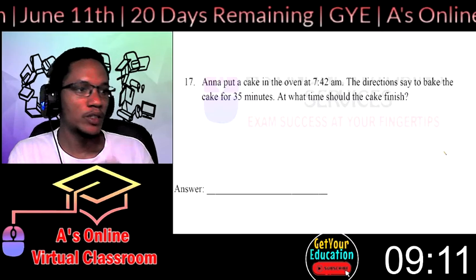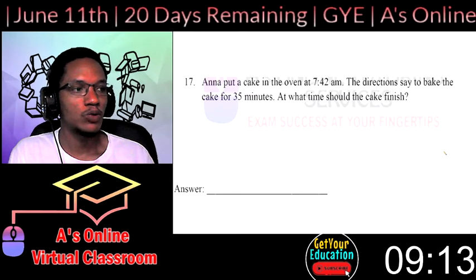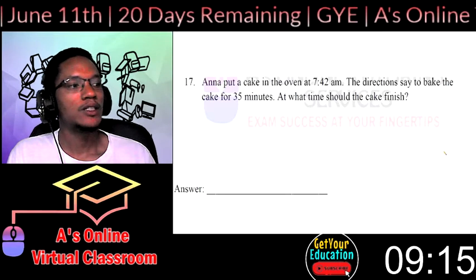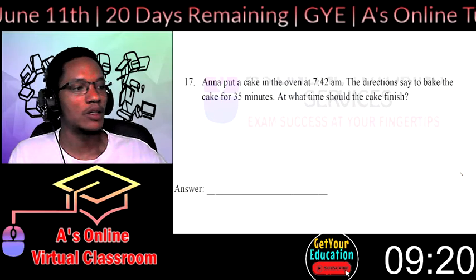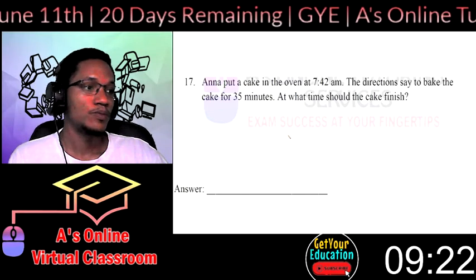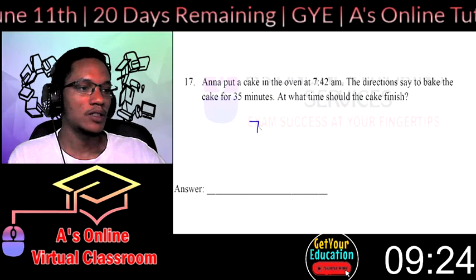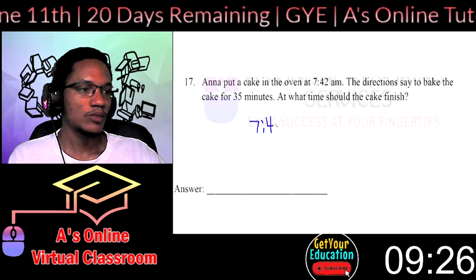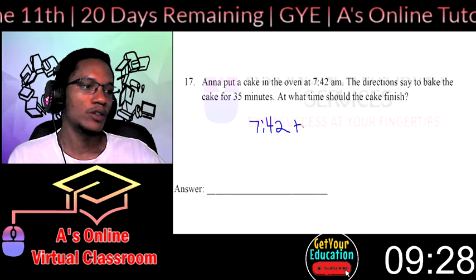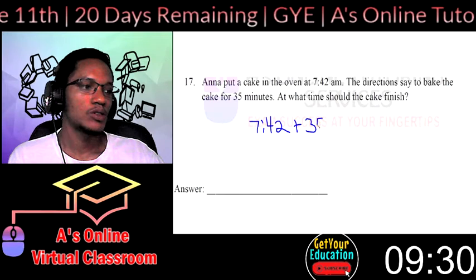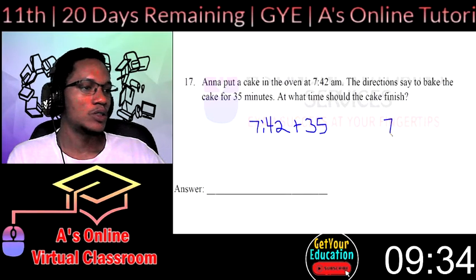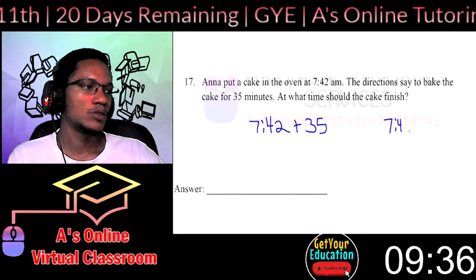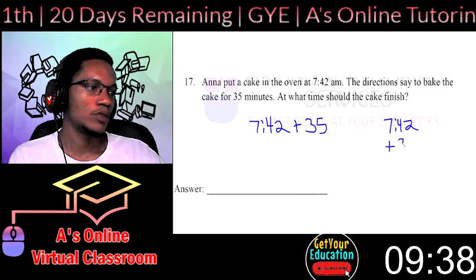Next one, Anna put a cake in the oven at 7:42 a.m. The directions say to bake the cake for 35 minutes. At what time should the cake finish? So what we have to do here is take 7:42 and add on the 35 minutes that it's going to take to actually bake the cake. So we do 7:42 plus 35.